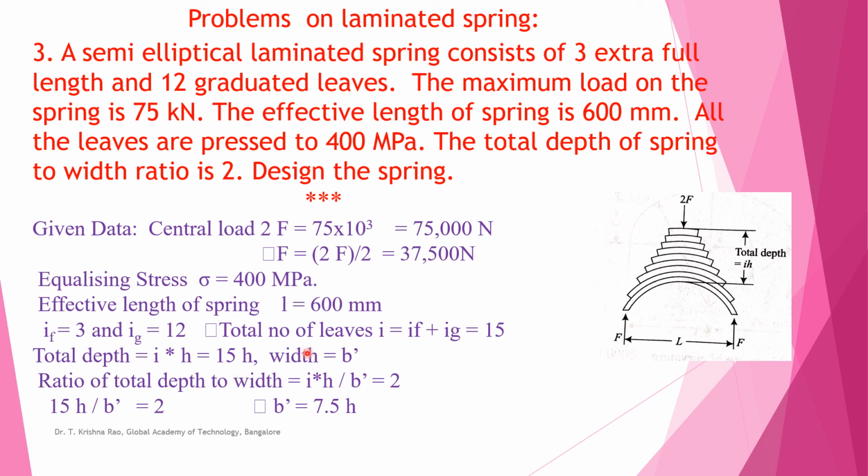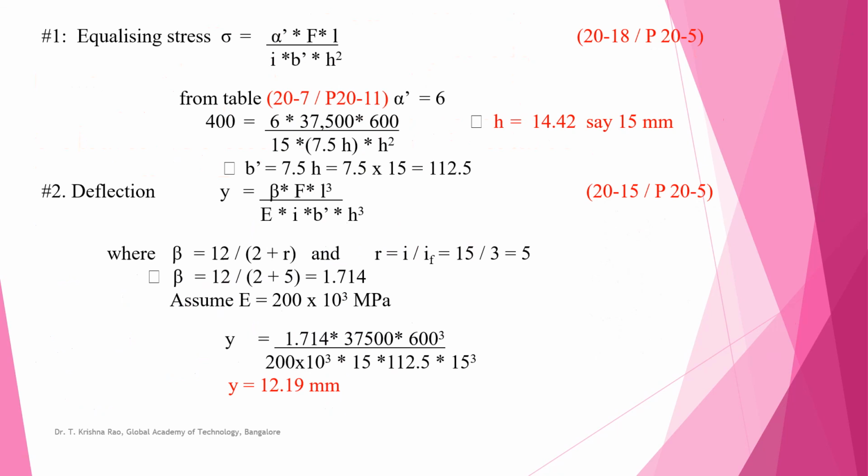Width is always b dash. The ratio of total depth to width is IH by b dash, which is given as 2. IH is 15h, so 15h by b dash is 2. Cross multiplying, we get b dash is 7.5h. So in the equalizing stress equation, alpha dash is 6, and b dash we put as 7.5h. Then substitute and calculate the h value directly.